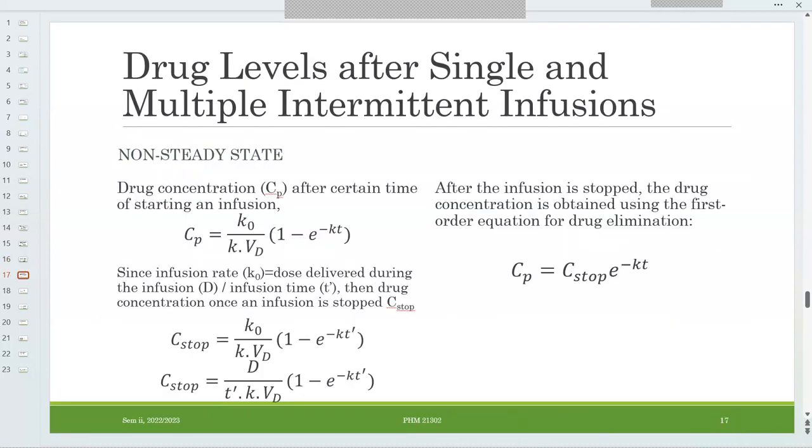You get lower levels. Okay, now let's move to calculation of drug levels after single and multiple intermittent infusions, and also let's see how to estimate the infusion rate and the dose given by intermittent intravenous infusion to achieve certain concentrations. This is what we used before, the same equation.